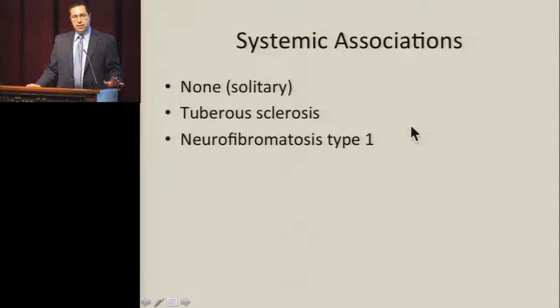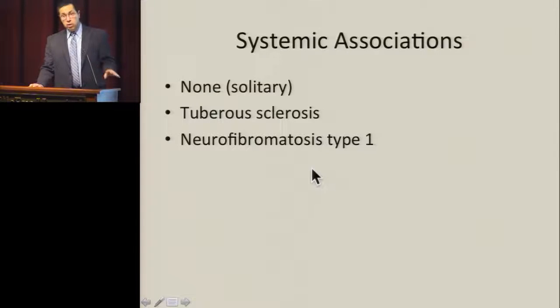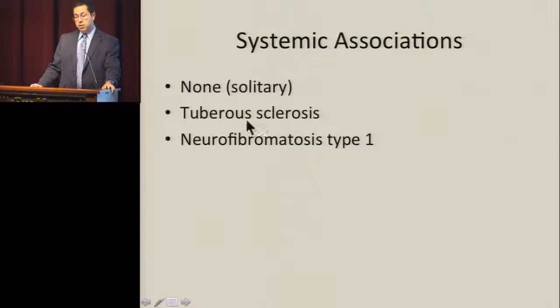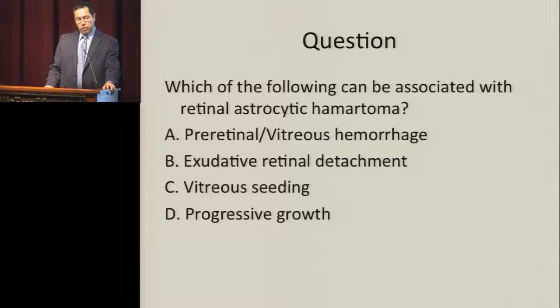They can have systemic associations. Many cases, there is no systemic association. You just have one lesion in one eye without any systemic association. Sometimes it's associated with neurofibromatosis type 1, but the most common systemic association, as you know, is tuberous sclerosis. So going back to our question, what's the answer here? All of them. So rarely. Fortunately, they are all rare. Majority of these lesions don't cause any problems.